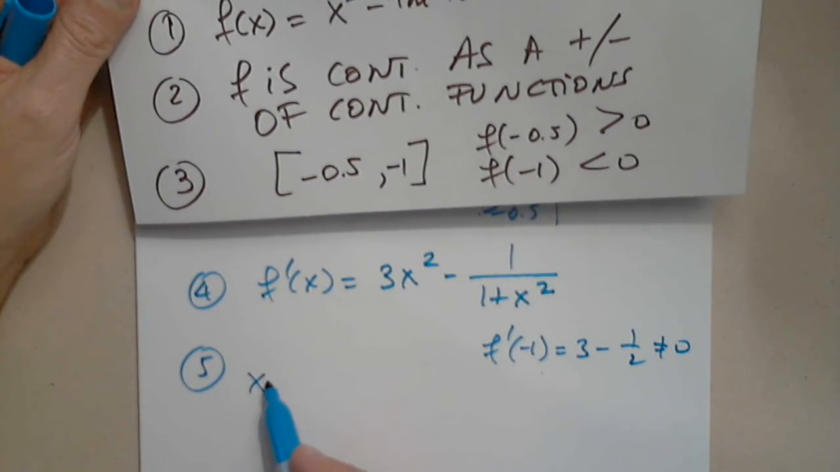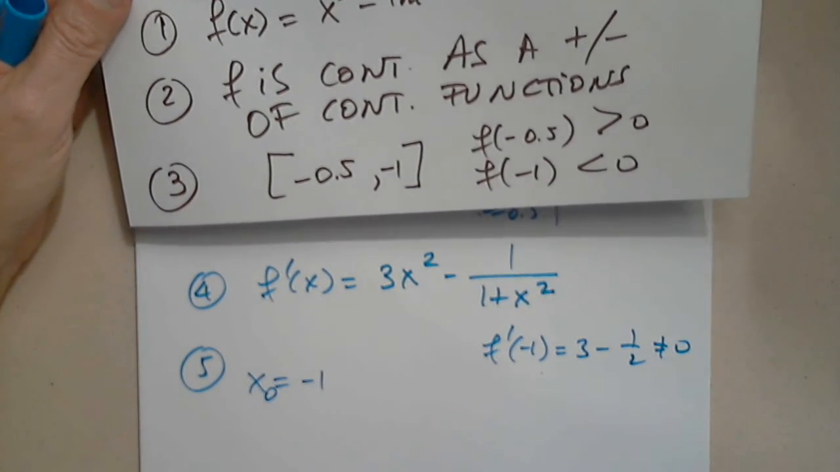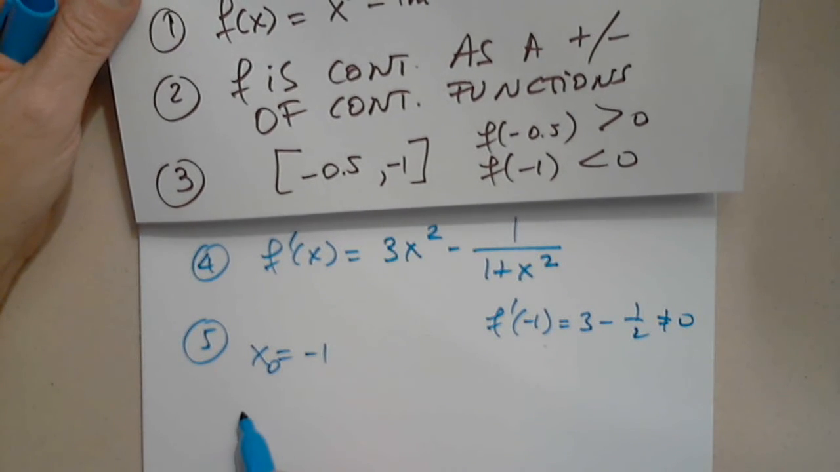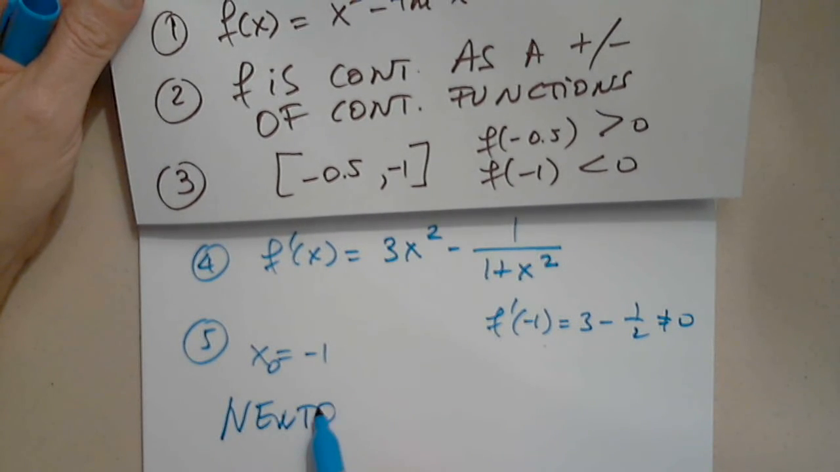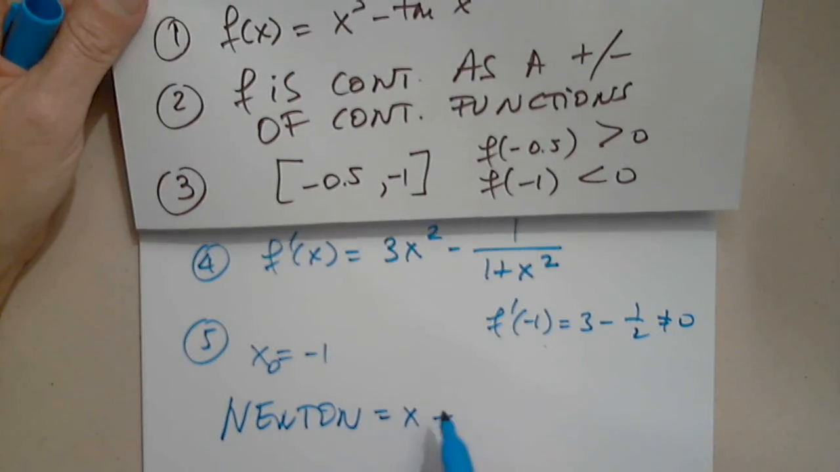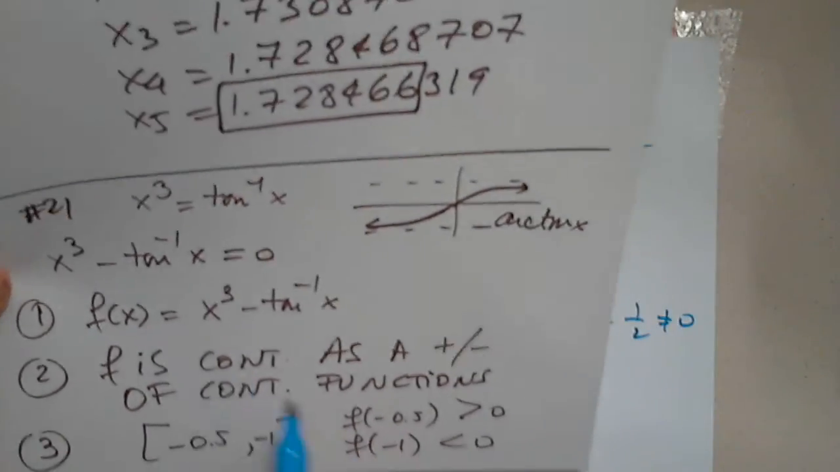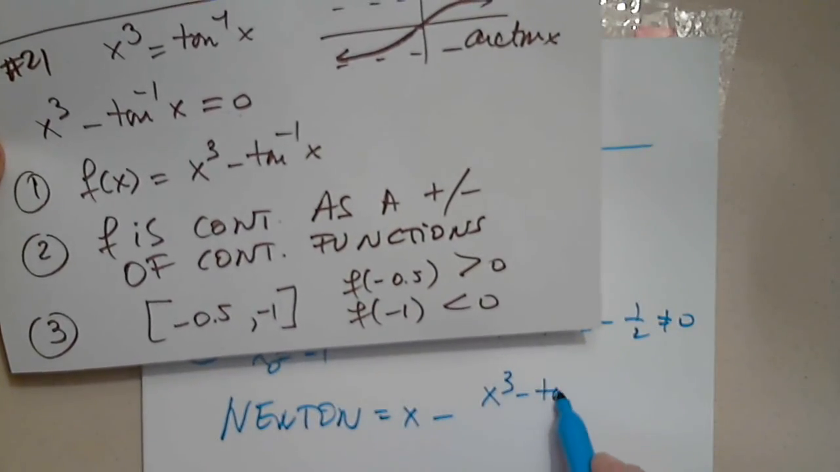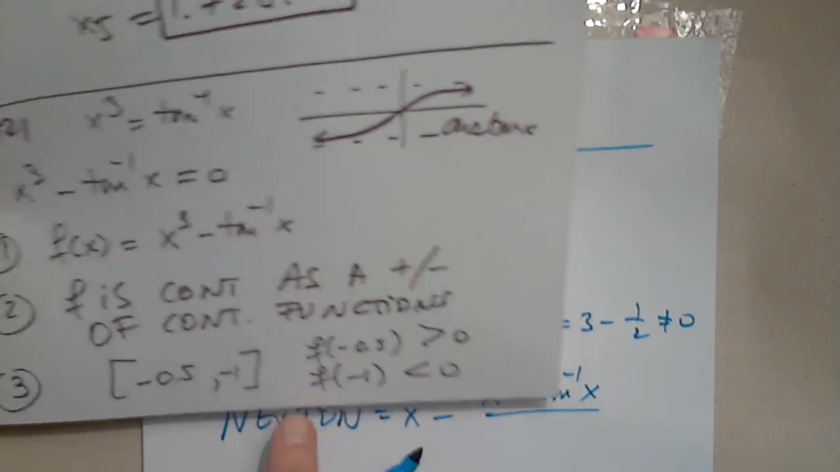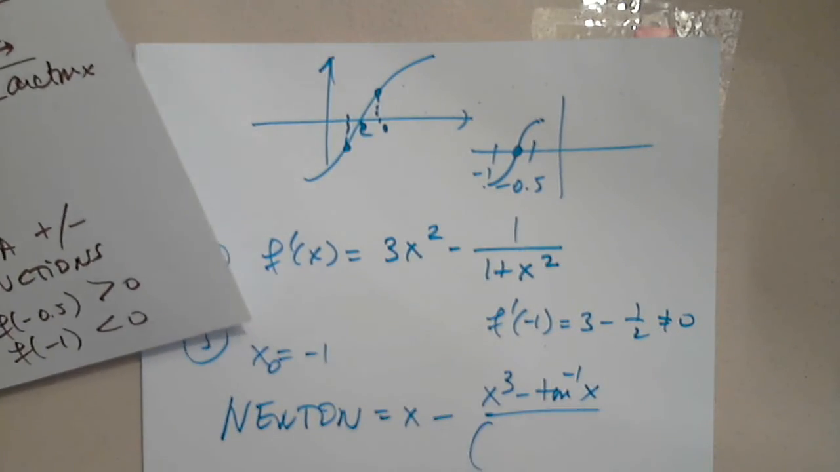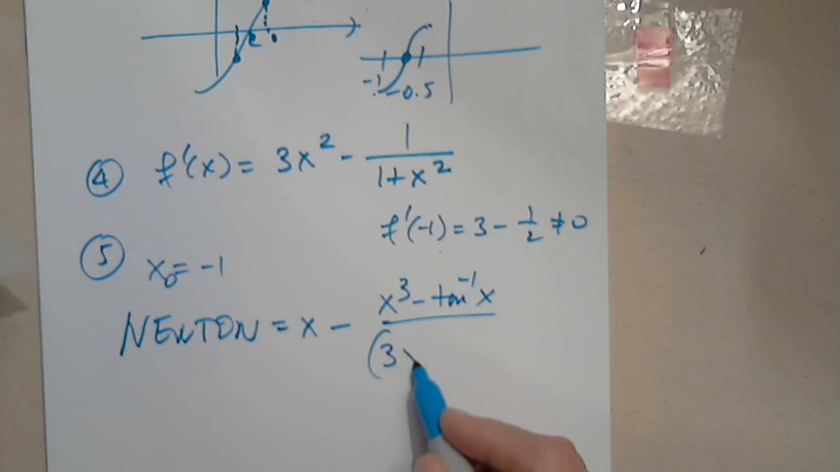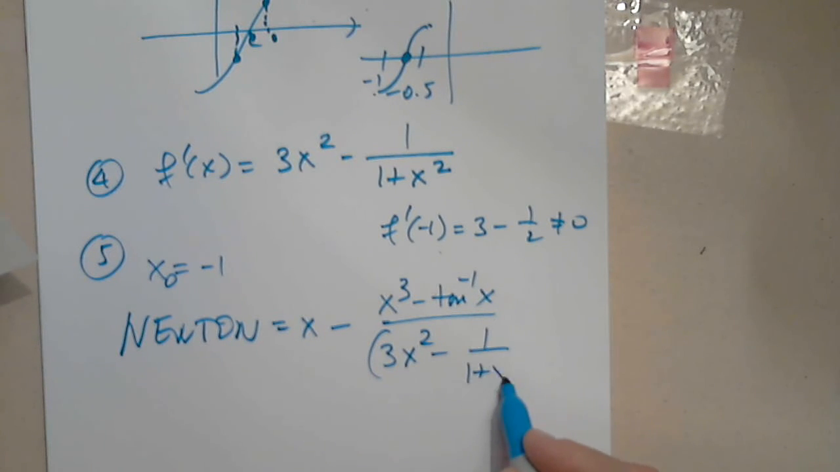So then we'll start with x0 = -1, and then we want Newton's: x minus the function, x cubed minus tangent inverse, over this. Careful how we put it in. 3x squared minus 1 over 1 plus x squared. And now we plug it in.